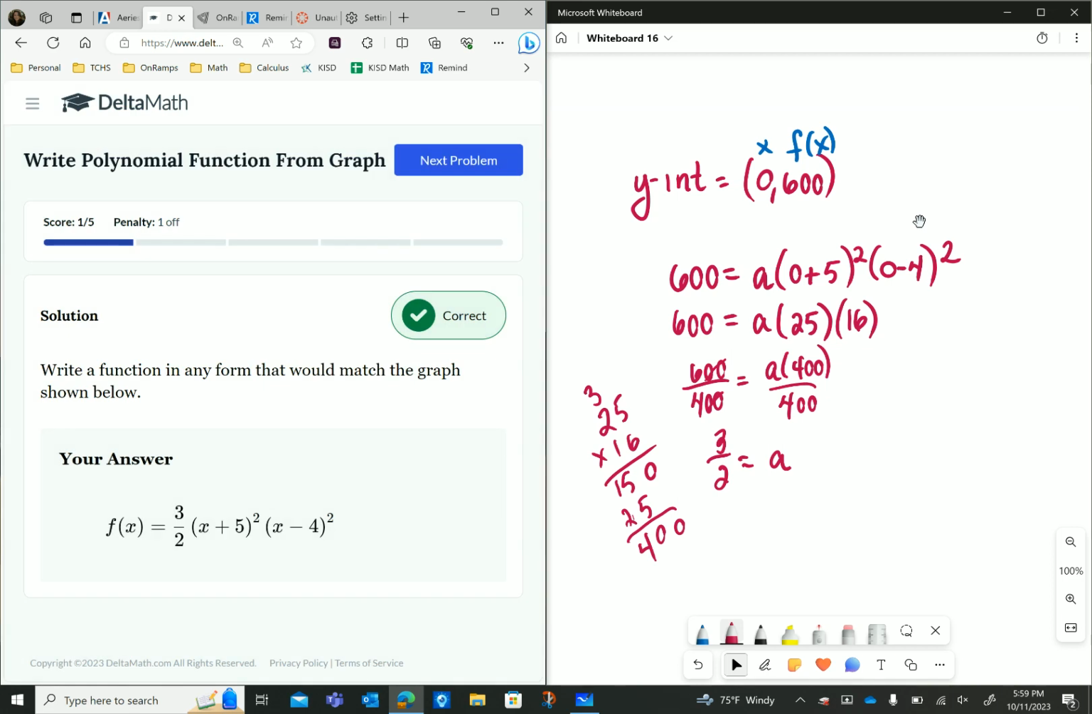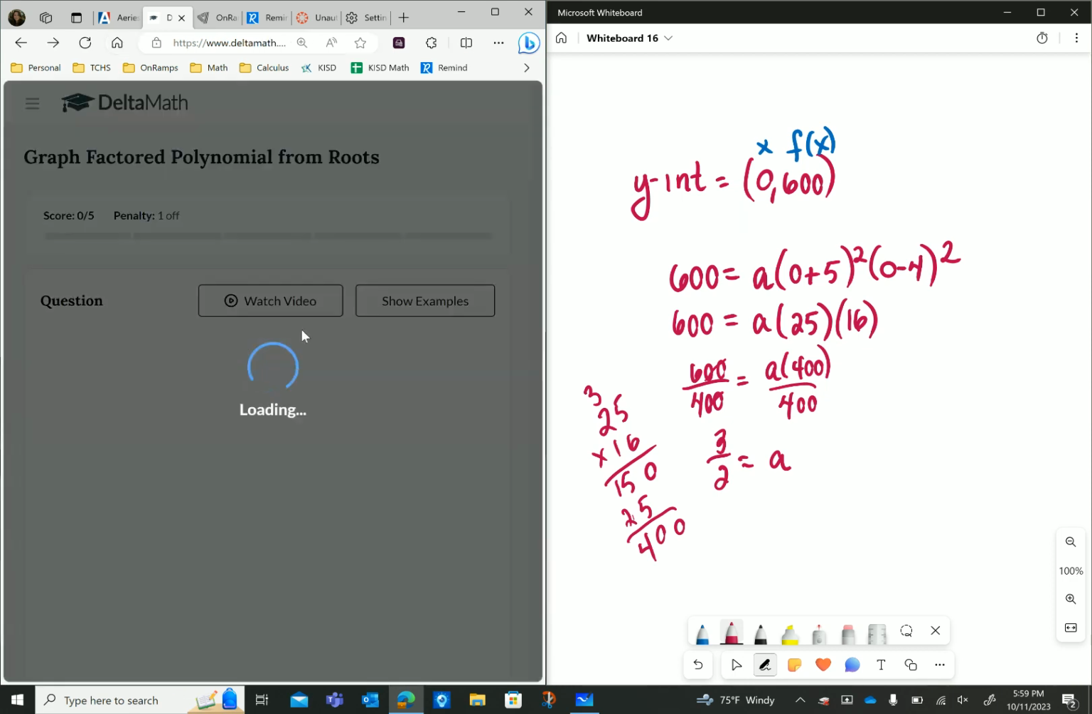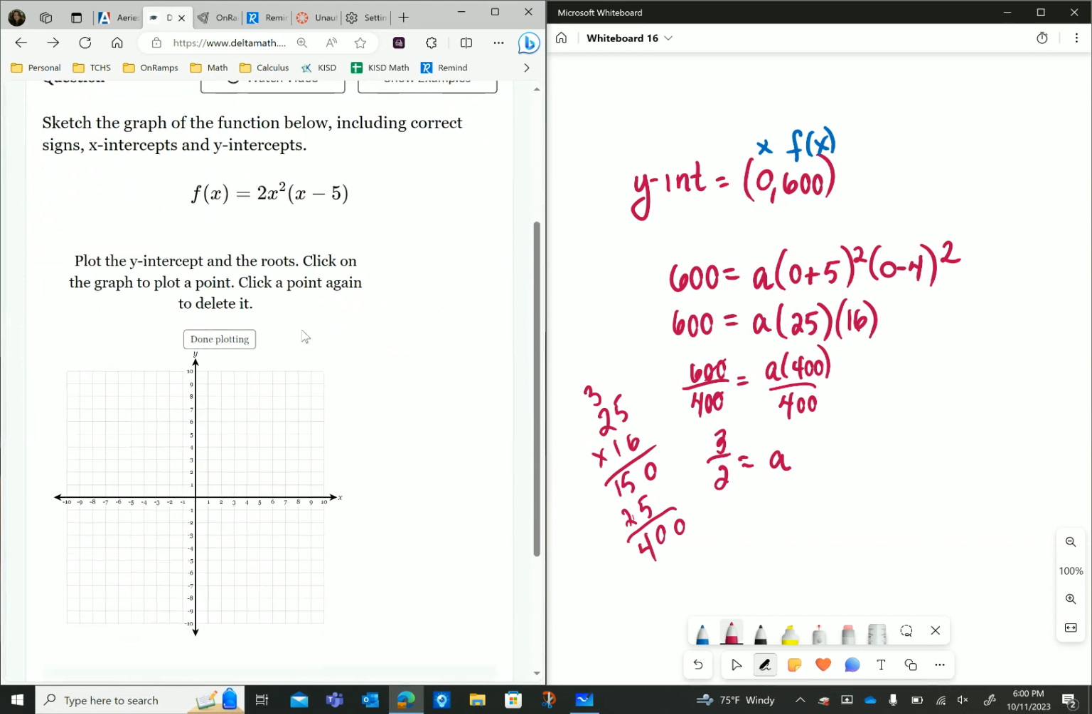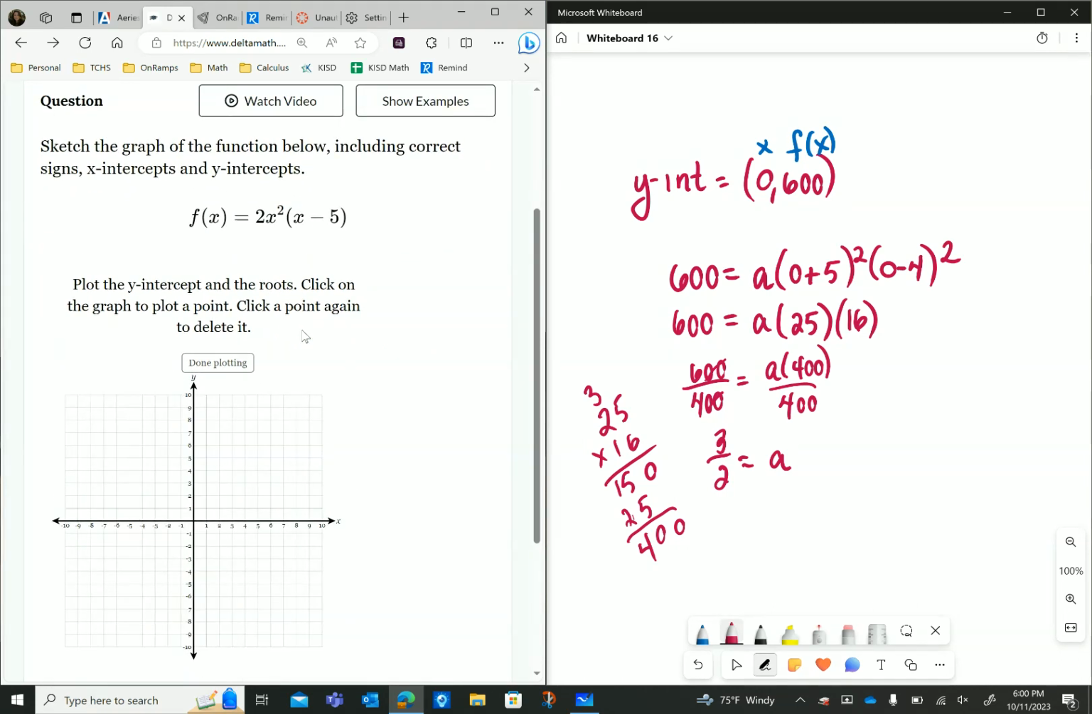All right, there we go. So that's how that section is taken care of, okay? Now, let's go back to the other one. So this section is asking you to plot the graph given the function, okay?